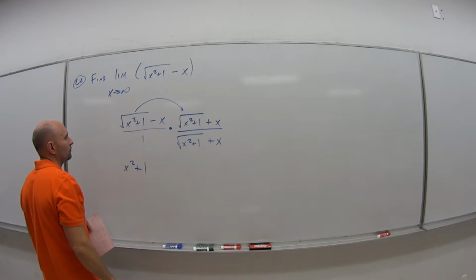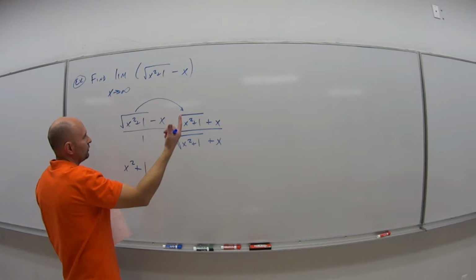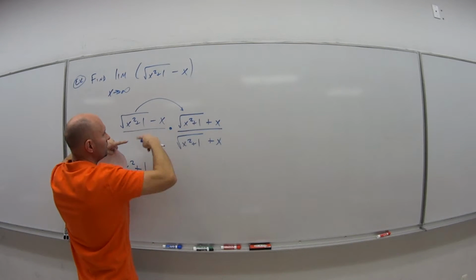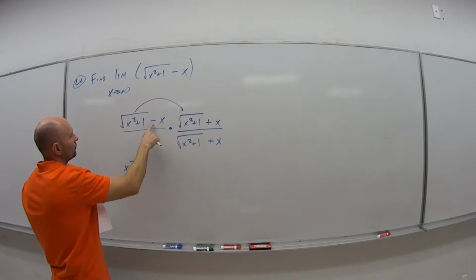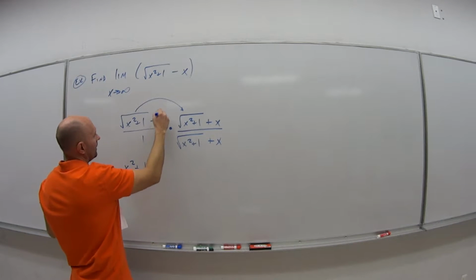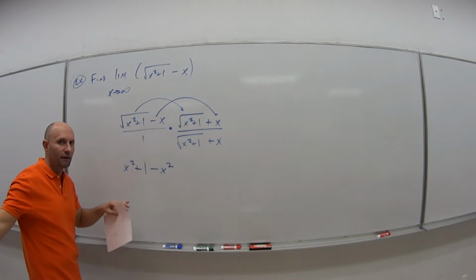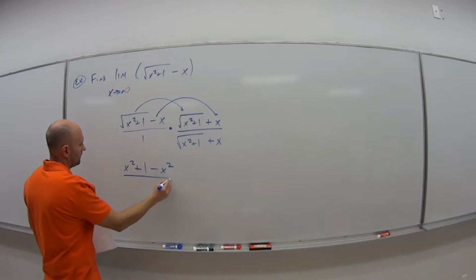Root times root gets rid of it. By doing the conjugate, when I multiply these two and add it or subtract it to these two, they eliminate each other. So I end up with what? Negative x times positive x, so I get minus x squared.